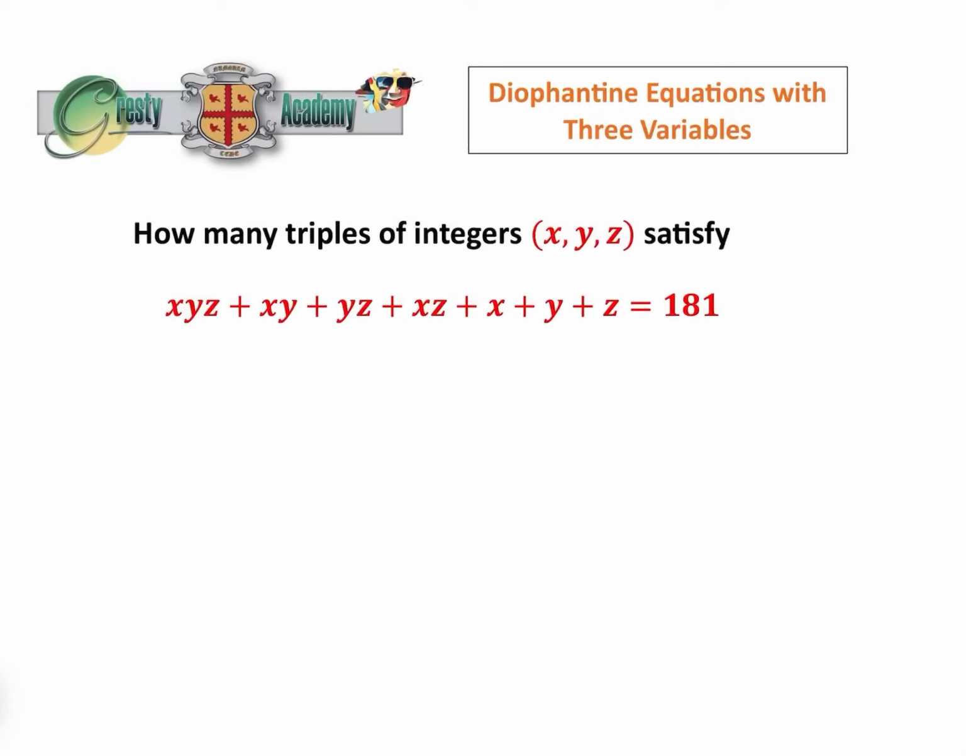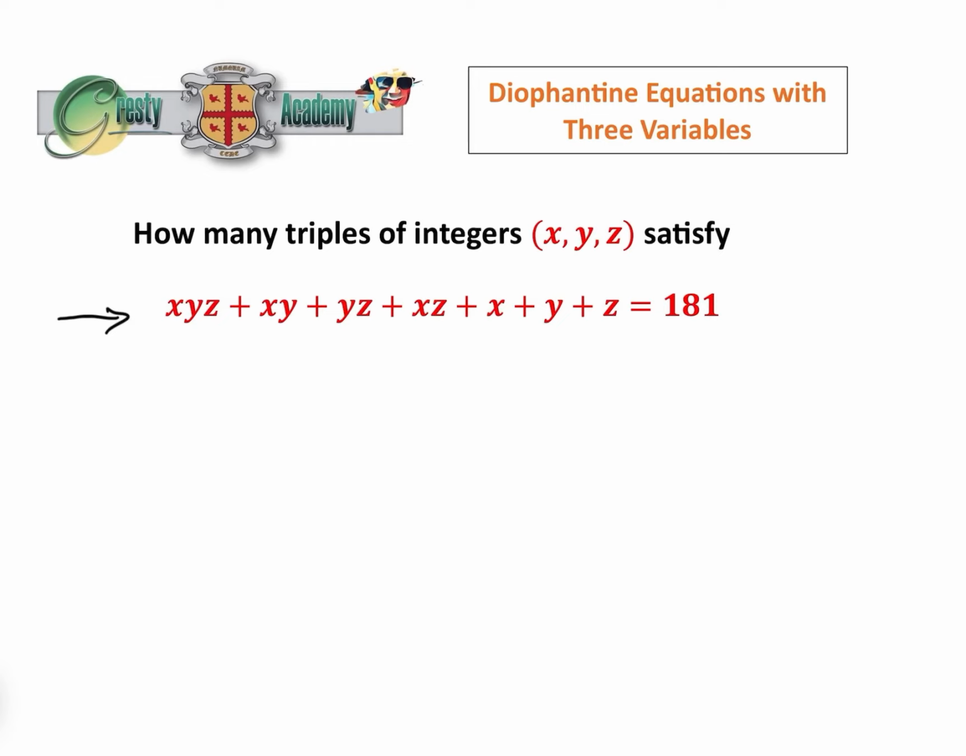This type of question is fairly common on Maths Olympiads and some of the more complicated college entrance tests. We have a Diophantine equation and they want us to count how many triples of integers satisfy this equation here. Okay, now counting is a lot more difficult than just 1 plus 2 plus 3 and all that sort of stuff. Sometimes it gets very complicated, so we have to be very careful.